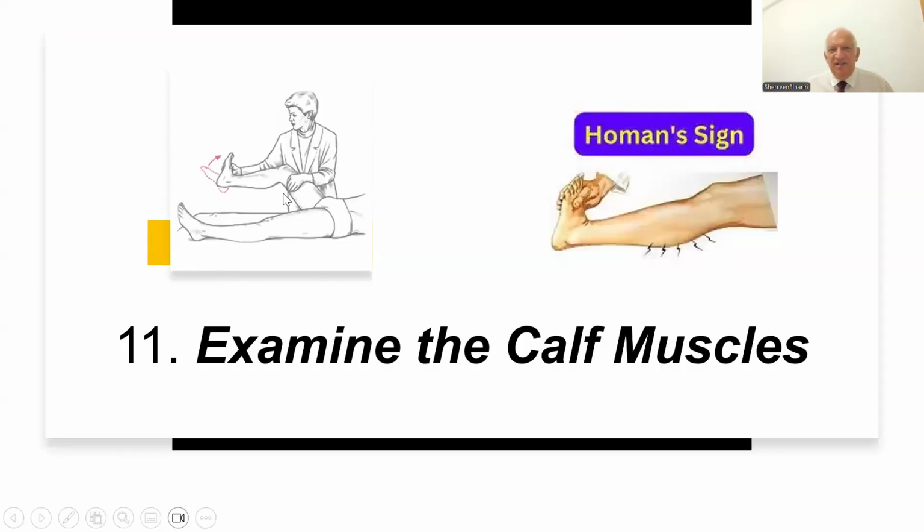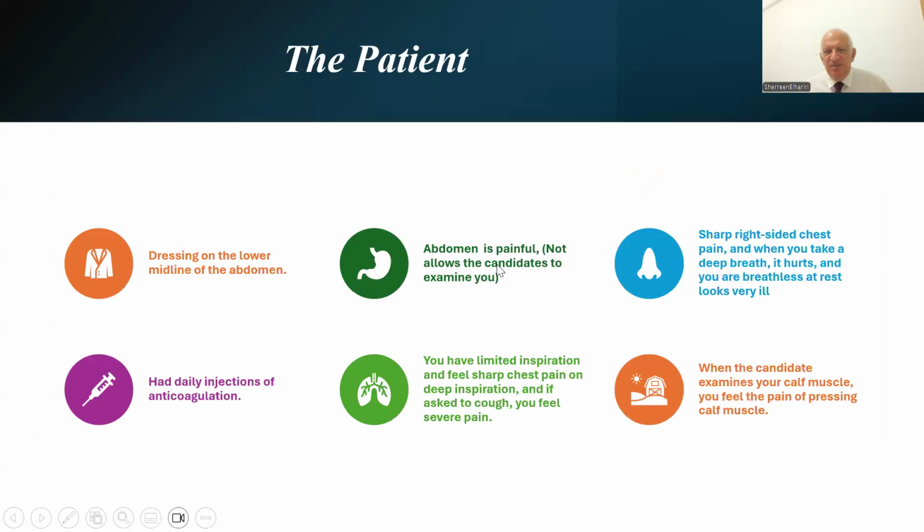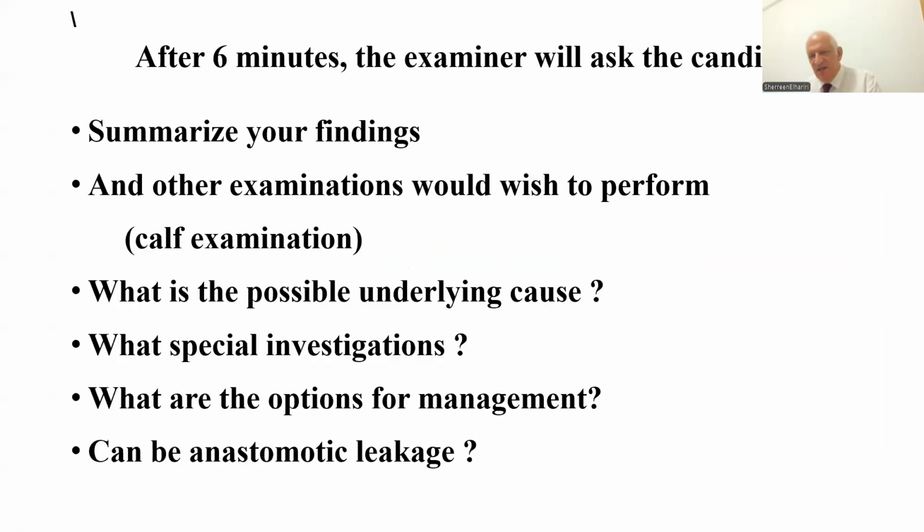If the patient is after 10 days, they can have deep venous thrombosis complicated by pulmonary embolism. But if it is 3 days, it is impossible to be deep venous thrombosis and pulmonary embolism, because pulmonary embolism takes at least 10 days, except if the patient was bedridden for a longer time before that. Okay? So at the end, he asks you to summarize the findings.